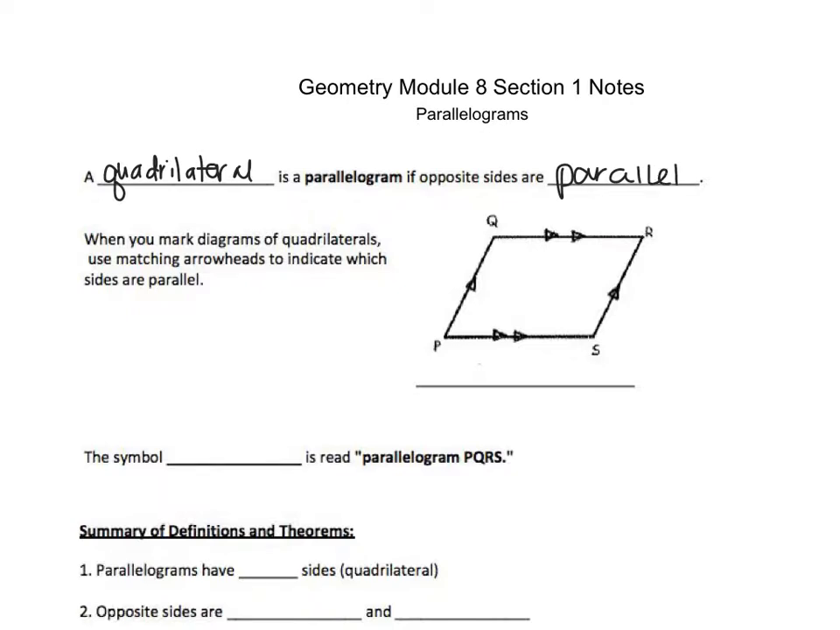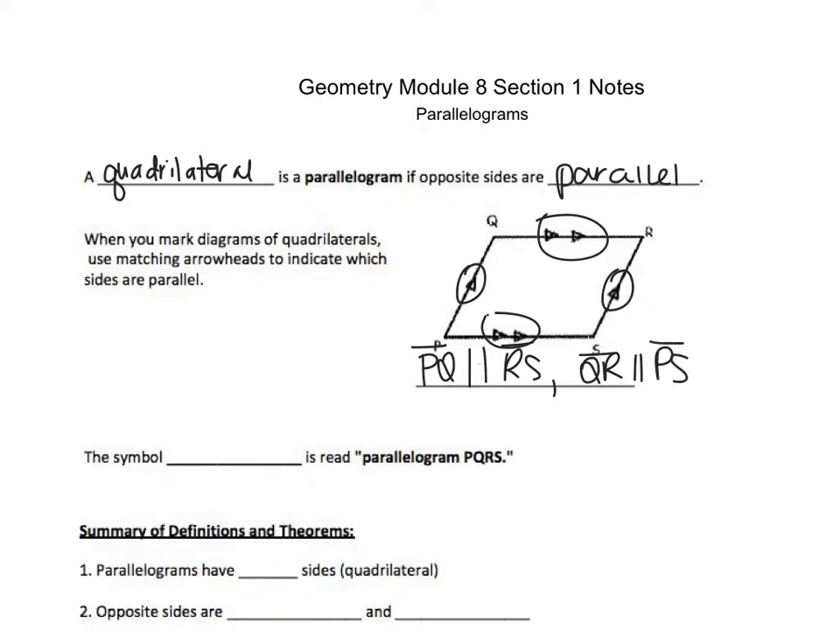So when you're looking at a parallelogram, in order to figure out which sides are parallel, we look at the matching arrowheads. So in our picture here, based on the arrowheads, we have one pair. So that tells me that PQ is parallel to RS. And then when we have our two pairs of arrowheads, it tells me that QR is parallel to PS.